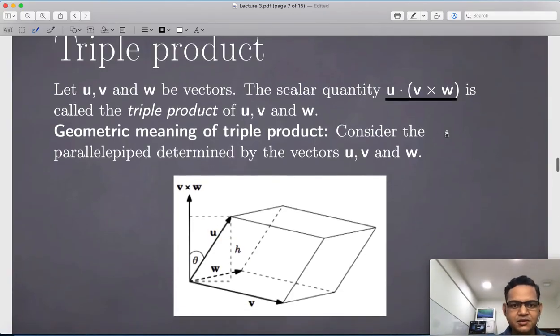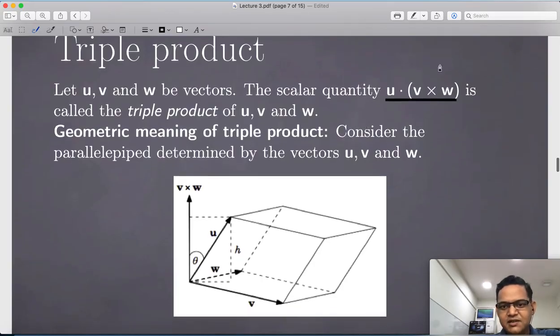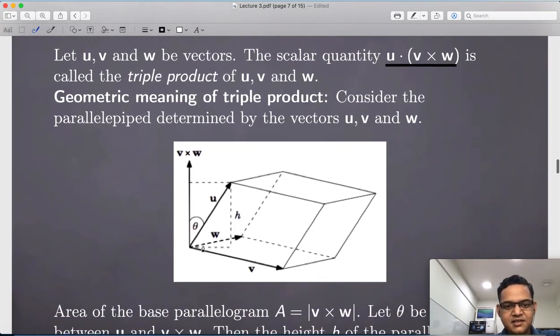Now we know the components of u and the components of v cross w from the previous definition, and you can find the dot product. So in component form you can express it, but that I am not going to do. What I am going to tell you is the meaning of this. The meaning is in this picture.